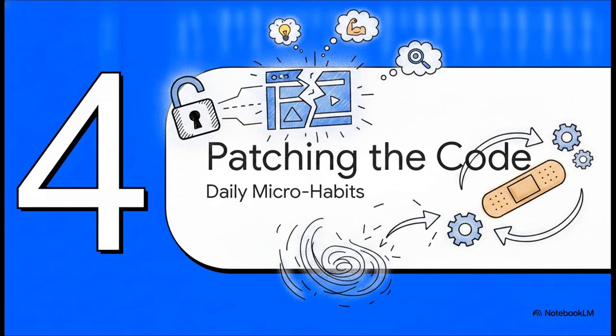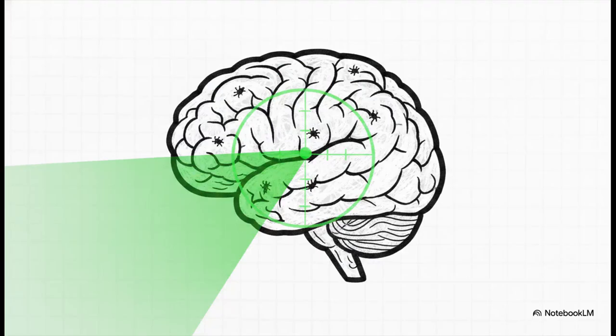Section 4, Patching the Code, Daily Microhabits for Disruption. Let's get into the tools. Tool 1 is the 5-minute assumption audit. Ask yourself, what am I assuming to be true right now without actual evidence? This is your daily quick scan for the 360 disruption framework. It's a vital microhabit that roots out those silent defaults in the background of your mind and totally stops the malware from reinstalling itself while you sleep.